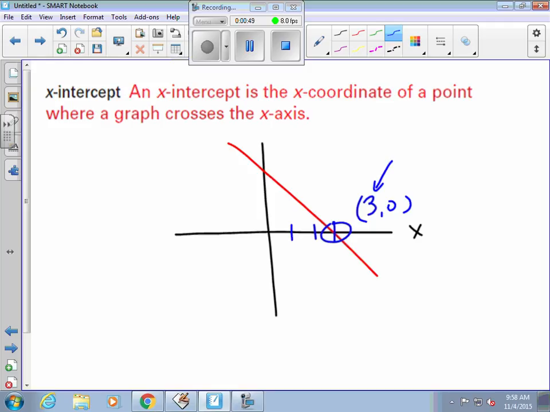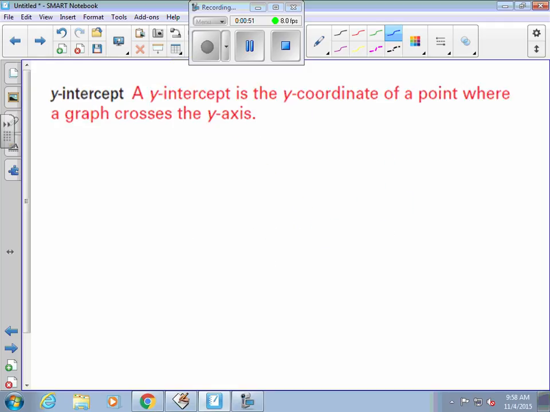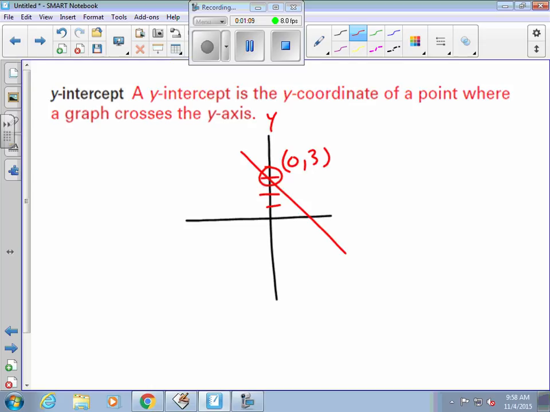The y-intercept is the same thing. It is the y-coordinate of a point where a graph crosses the y-axis. Again, visually, the same thing. If this is the y-axis, it's this point right here where it crosses through the y-axis. If that were at 1, 2, 3, that would be 0, 3. The y-intercept would simply be 3.